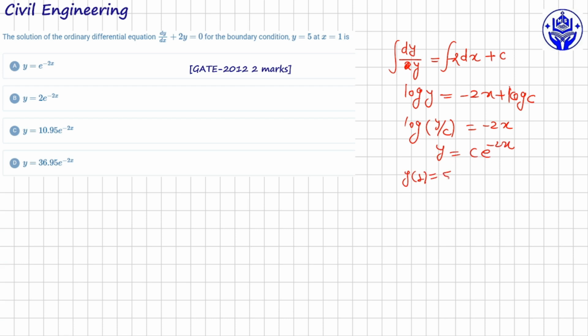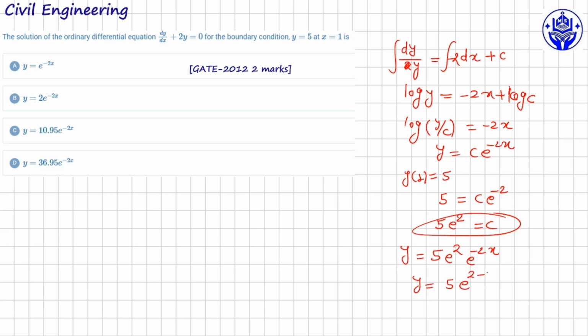It is saying that at x equals 1 it is 5. Then 5 equals c to the power of minus 2, then 5 e to the power of plus 2 equals c. This is the value of c. Then y equals 5 e to the power of 2 times e to the power of minus 2x, so y equals 5 e to the power of 2 minus 2x. For the boundary condition here, one thing is that this can't be correct, but from here and here it may be correct. What is e? It is 2.75 and its square is something 4 point something, and if I multiply with this it will be 5 point something. Not calculating exactly, you can take this as the correct answer.